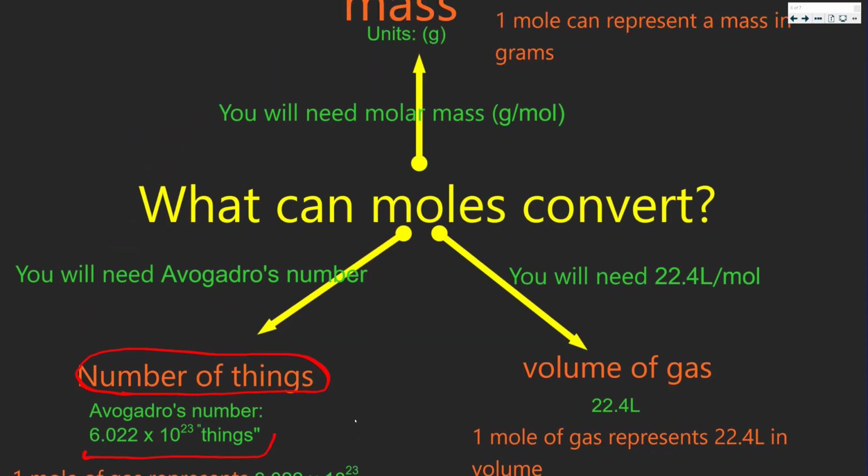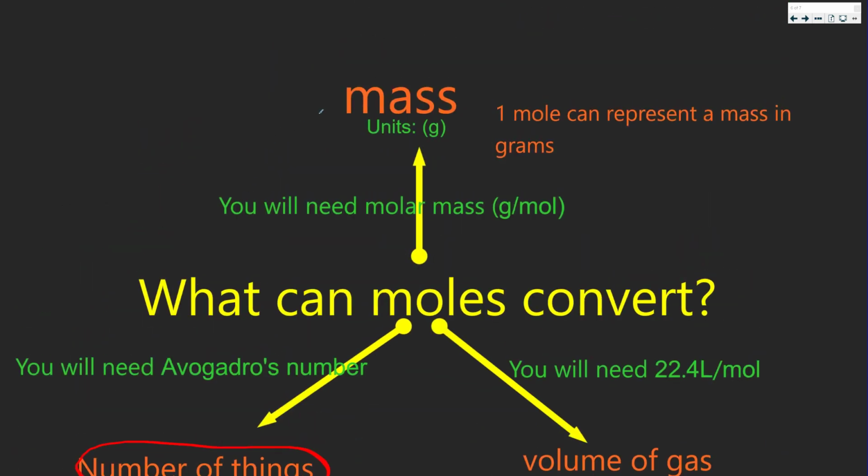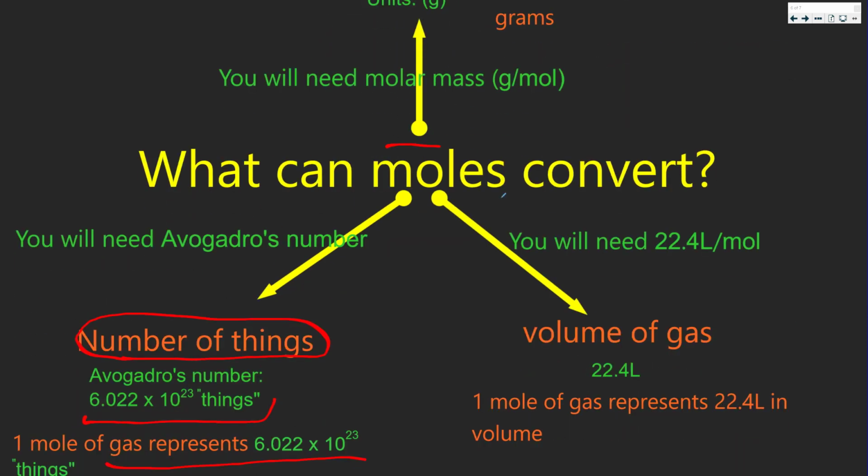Another part is that in your periodic table you have a molar mass. That's the atomic mass that you see. Your moles can convert to how heavy a particular element is, based on how many moles you have. The next one is strictly for the volume of a gas. If you have 1 mole of gas, it will represent this volume, 22.4 liters in volume. That's for your moles of gas. This one is strictly for gas.